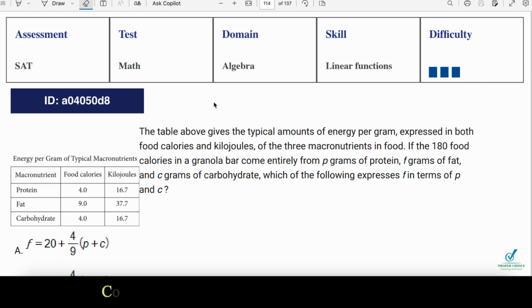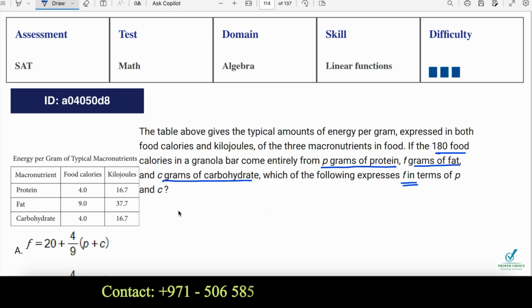The table above gives a typical amount of energy per gram, expressed in both food calories and kilojoules, of the three macronutrients in food. If 180 food calories in a granola bar comes entirely from P grams of protein, F grams of fat, and C grams of carbohydrates, which of the following expresses F in terms of P and C?